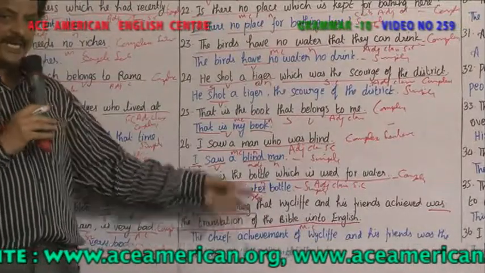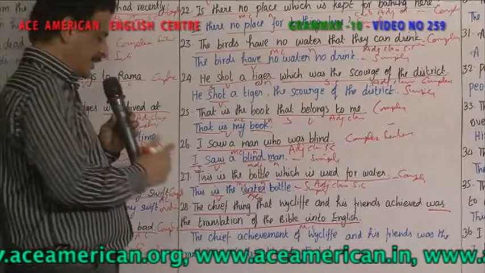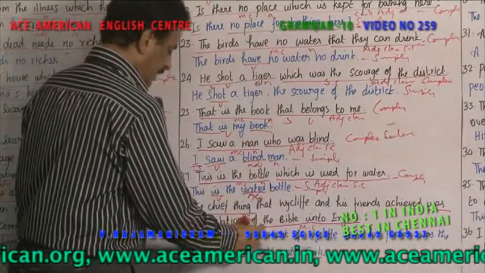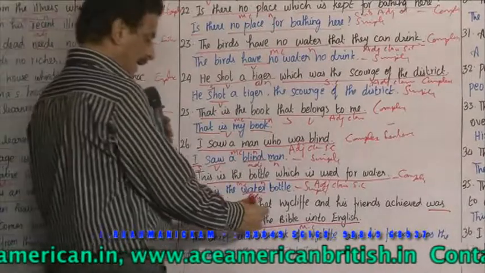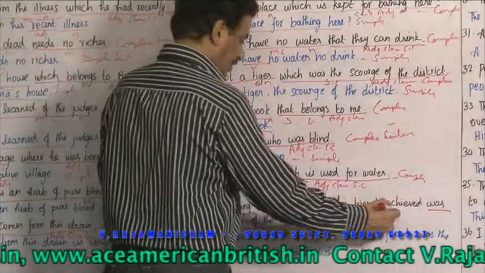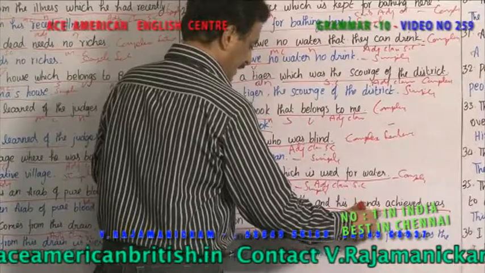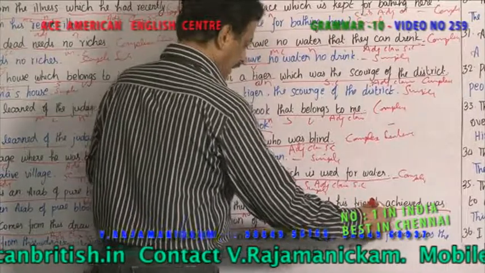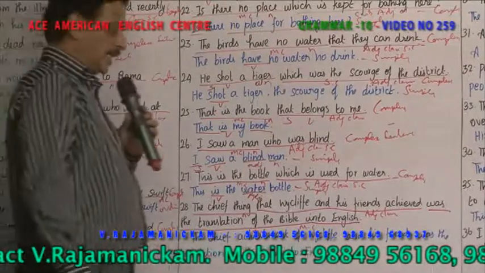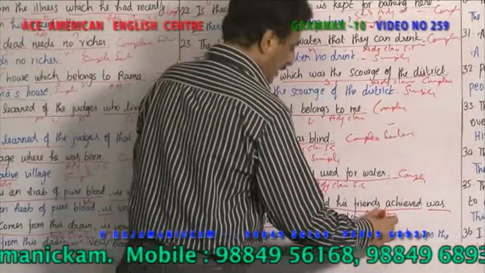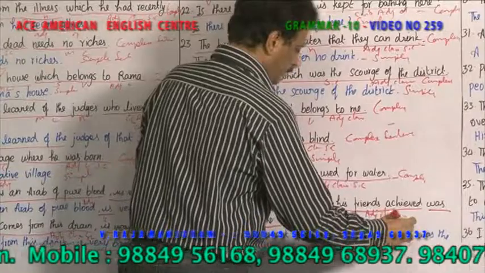And the chief thing is described. What is the thing? The thing is the noun. So this is the main clause. The thing, what is the thing? "That Wycliffe and his friends achieved." This becomes an adjective clause describing the chief thing. So one main clause and one adjective clause, a subordinate clause, joined together give you a complex sentence.